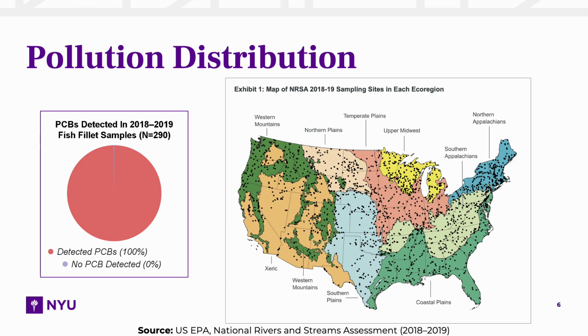Although banned decades ago, PCBs are still widespread. This map shows the sampling size from the 2018 and 2019 National Rivers and Streams Assessment. A total of 1,851 river and stream sites were included. On the left, you can see the result from the subsample of these locations. PCBs were detected in 100% of the 290 fish fillet samples, meaning PCB contamination is truly widespread and not limited to one region.